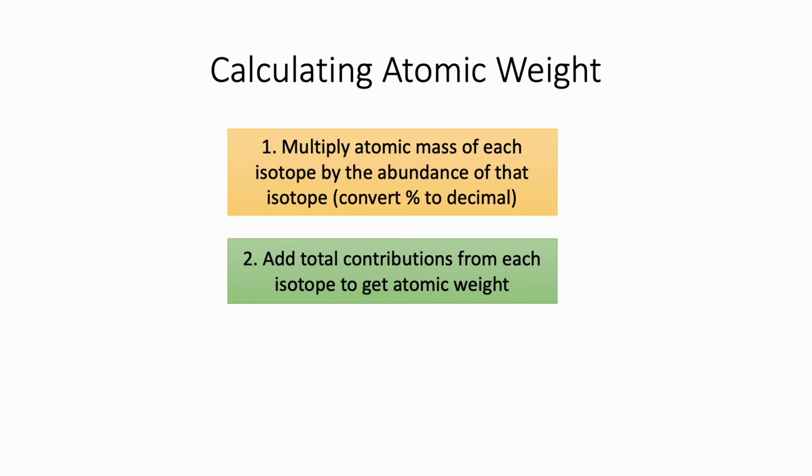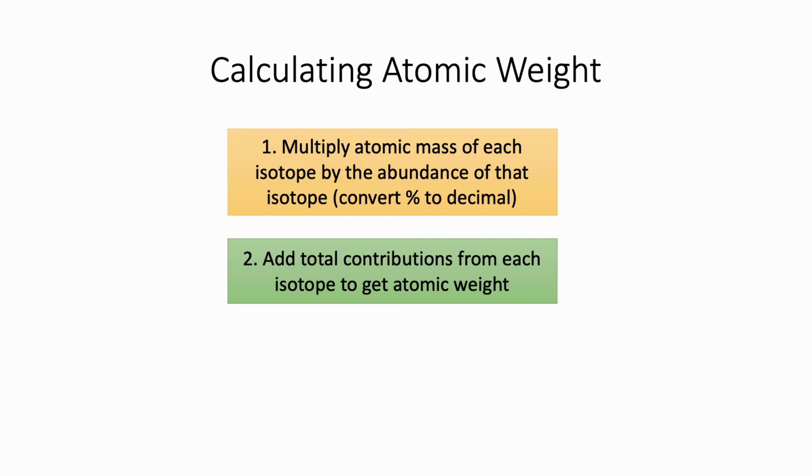We're going to multiply that by the abundance of that isotope, and we're going to use a decimal rather than a percent when we do that. And then we'll keep doing that for each isotope that we have, add up the total contributions, and that will give us our atomic weight. Now, this makes a lot more sense, as usual, if you actually have a real example in front of you.